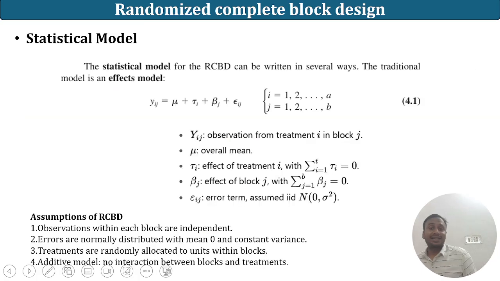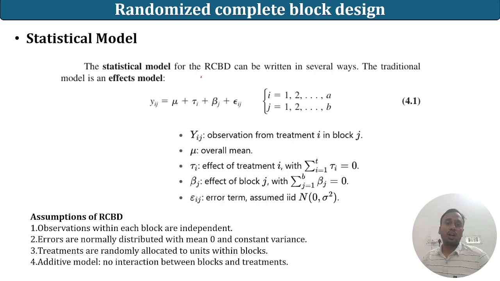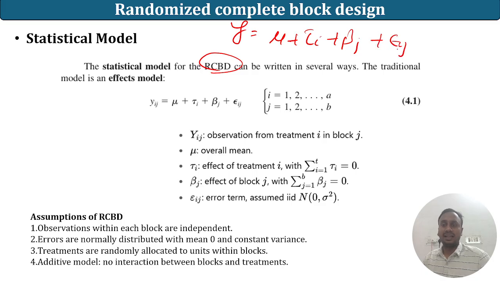So what will be the statistical model for the RCBD? Y equals mu plus treatment plus block plus error. Here, T is the effect of treatment, B is the effect of block j, and e is the error term. So what are the assumptions of the RCBD? It's similar to what we have for ANOVA also.